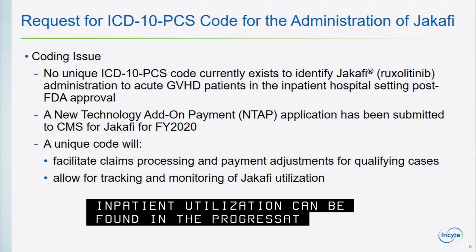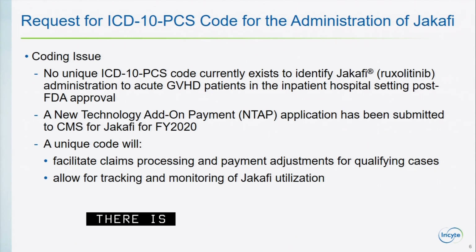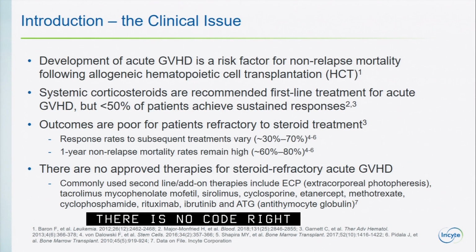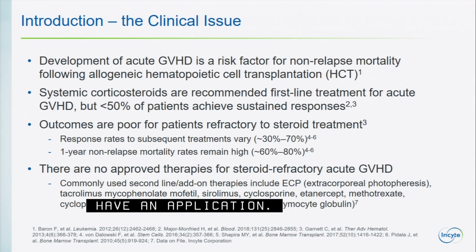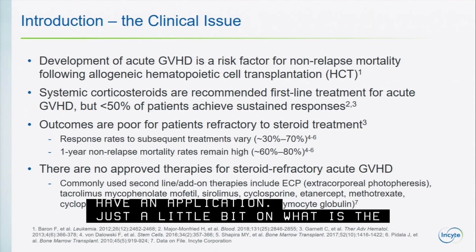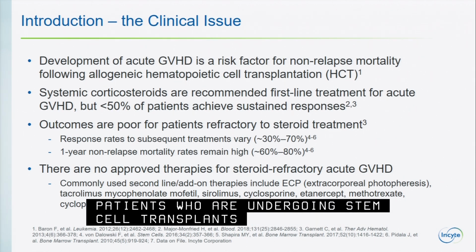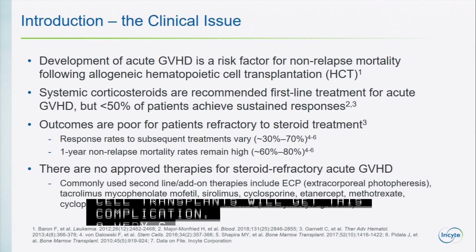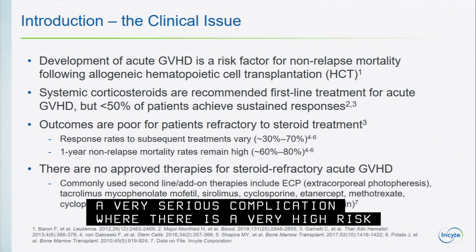So as Michelle mentioned, there is no PCS code right now, and we have an NTAP application. So just a little bit on the clinical issue with graft-versus-host disease. As I mentioned, patients who are undergoing stem cell transplant will get this complication. It's a very serious complication where it's a very high risk of mortality, certainly very, very high morbidity. I'll share some data as to what that looks like.